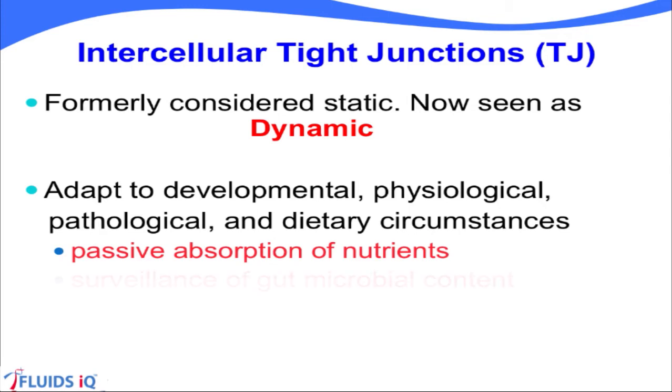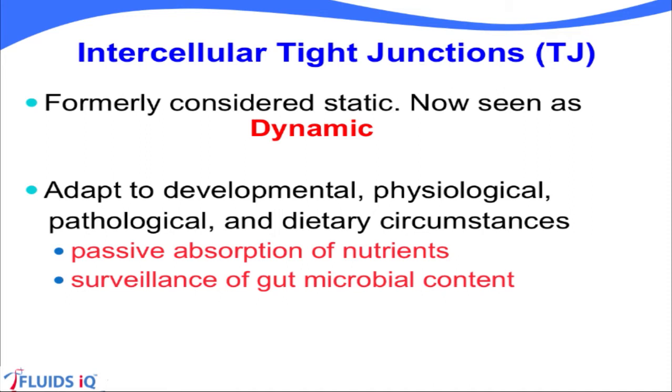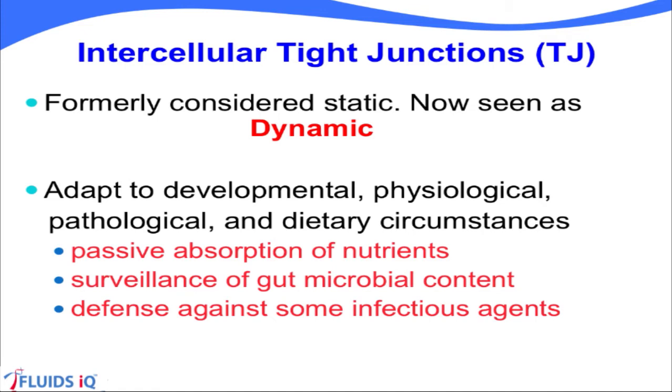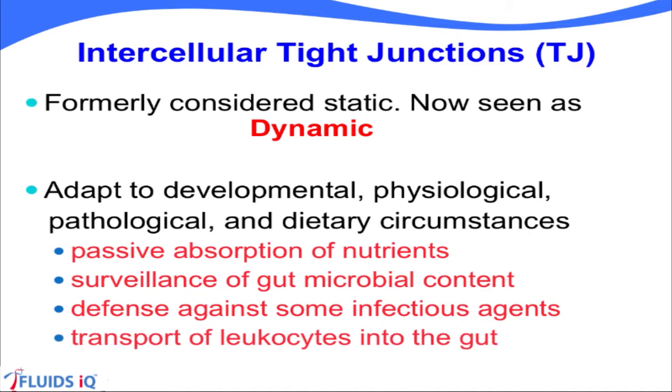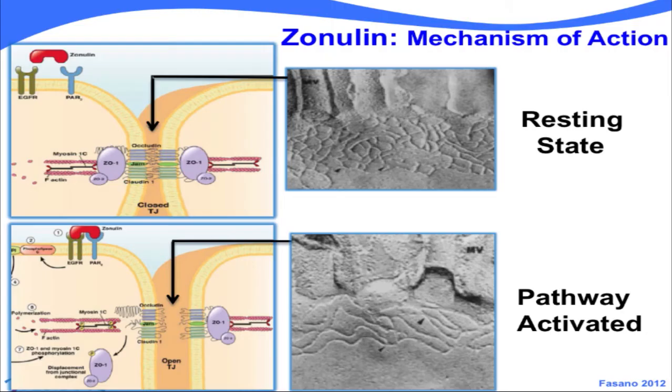They are able to create a very strong surveillance of the gut microbial content, and as we said earlier, that is a vast microbiome. They're also able to defend against some infectious agents, which is one of the reasons why this was found as a cholera enterotoxin, because in fact, what the body was trying to do was get rid of the cholera bacterium by really flushing it out. And of course, it is important in the transport of white cells, specifically leukocytes, into the gut.